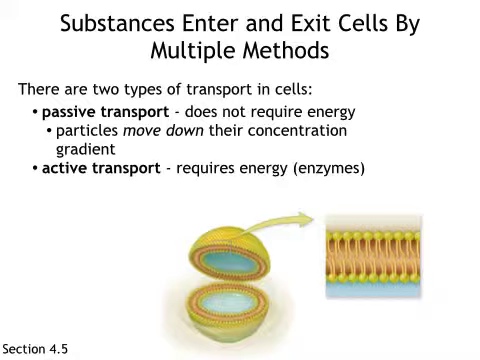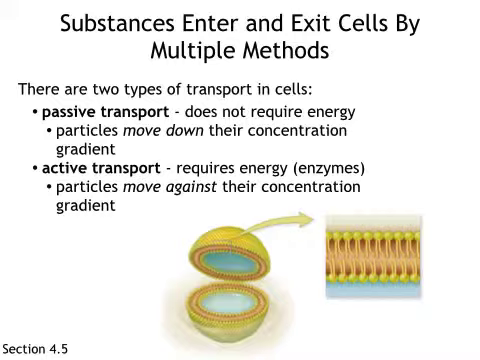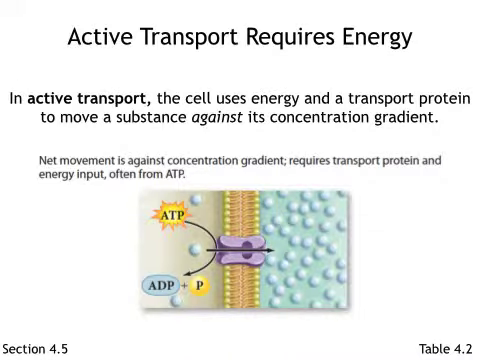Now there's active transport that does require energy, and this is because this happens when particles are moving against their concentration gradient. So they're moving the opposite way. So again, that's going against entropy. That's going against this randomness the universe wants to attain. So you actually need to use energy to do this. So this is active transport.